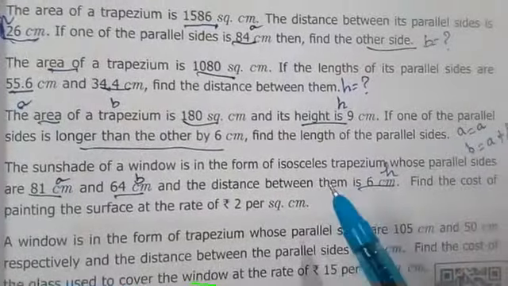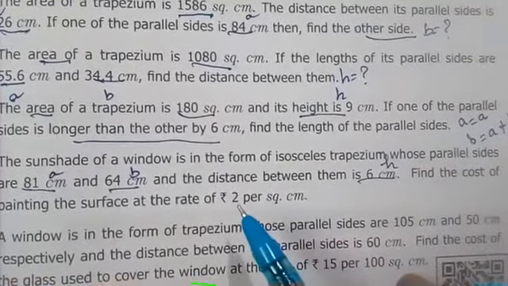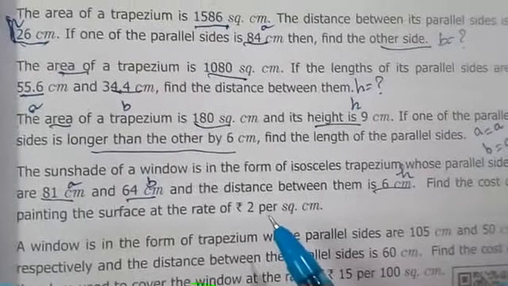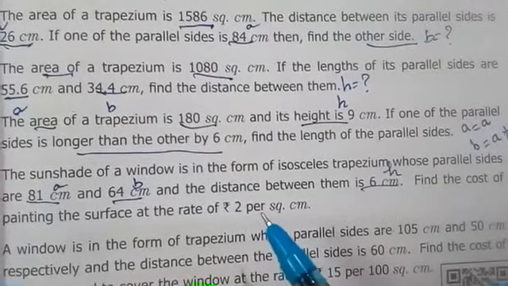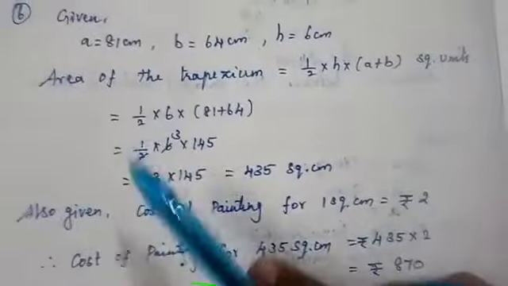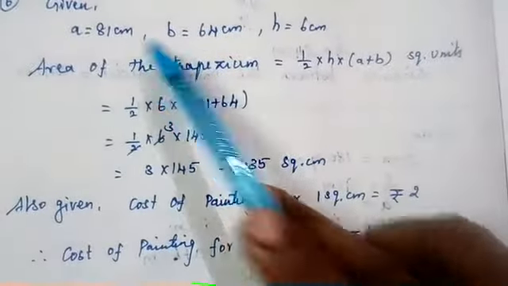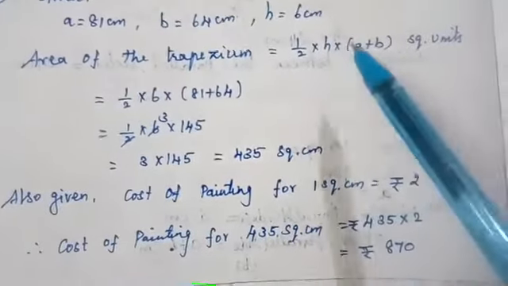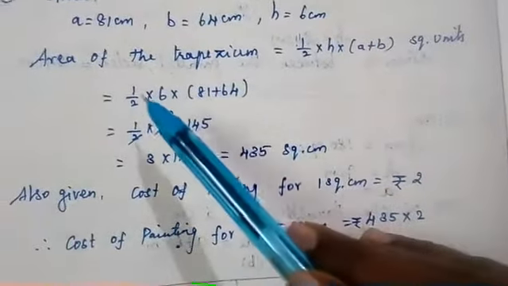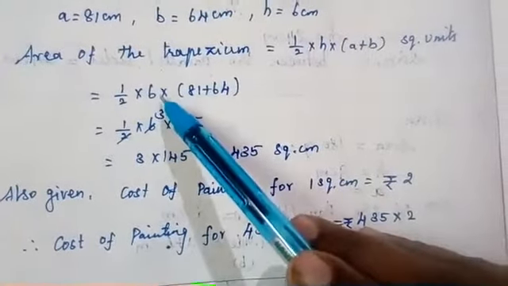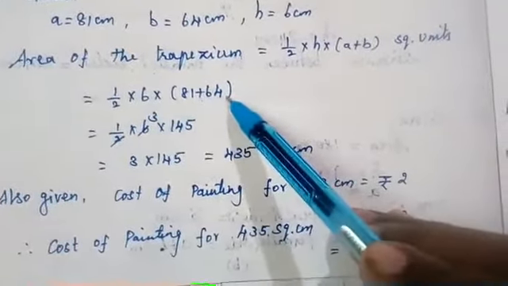We have to use the area formula, then multiply that area value by 2, because 1 square centimeter costs 2 rupees. We find the area, and multiply it by 2 to get the answer. Given A equal to 81 centimeter, B equal to 64 centimeter, H equal to 6 centimeter. Write the area of the trapezium formula, then substitute the values: H value is 6, A value 81, B value 64.